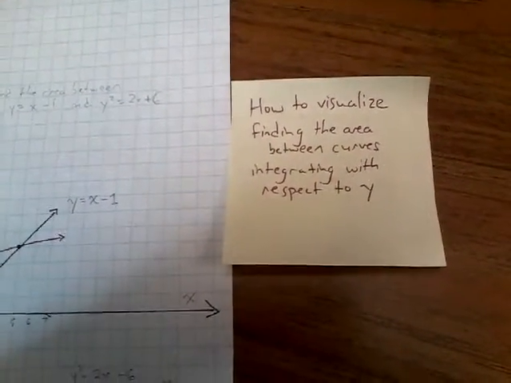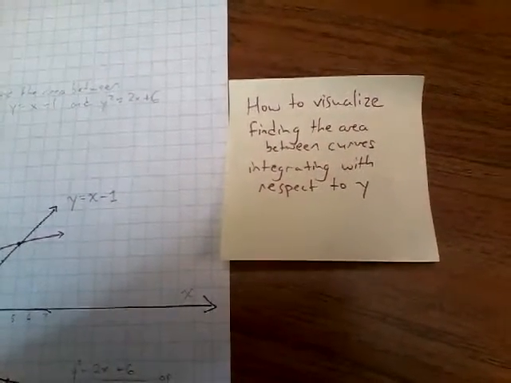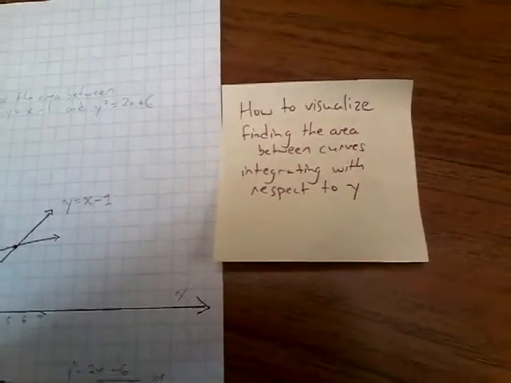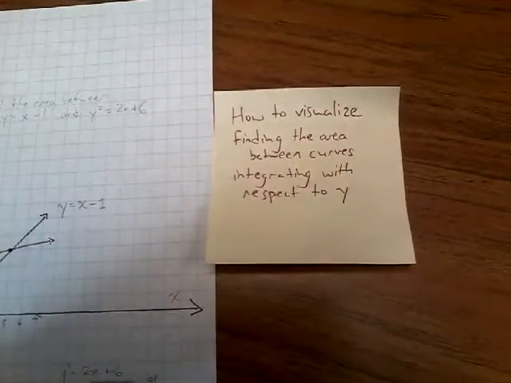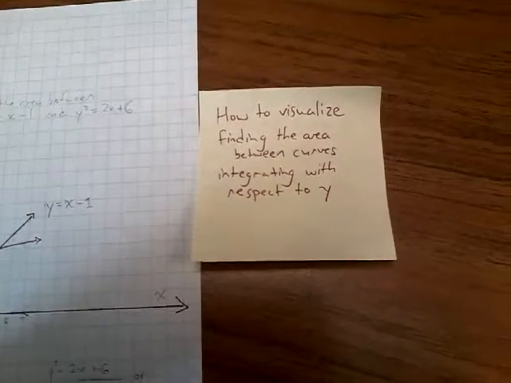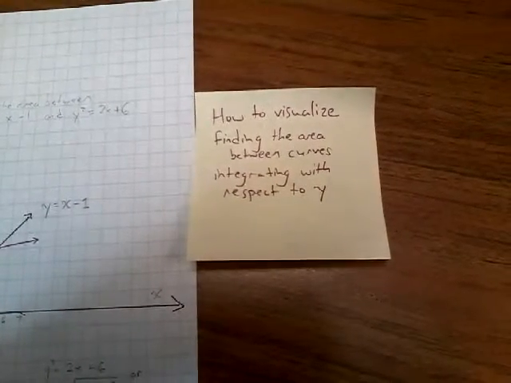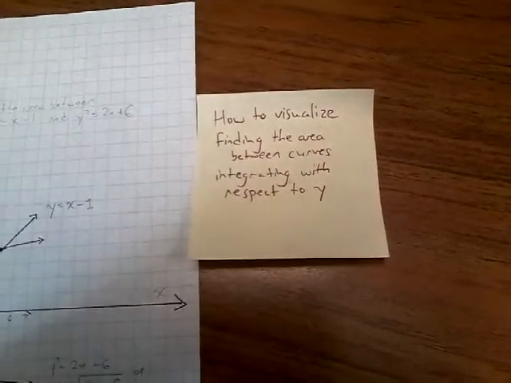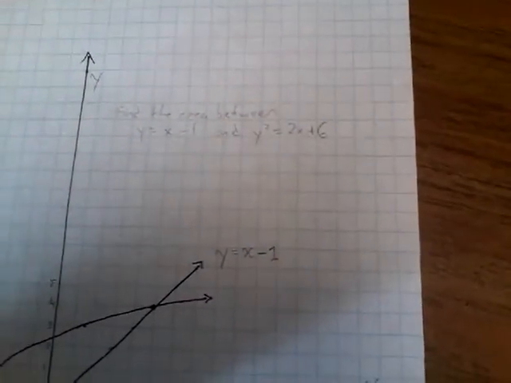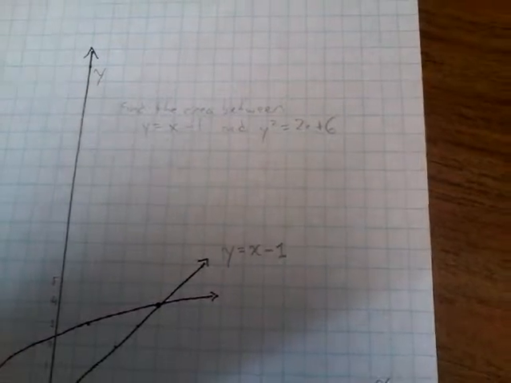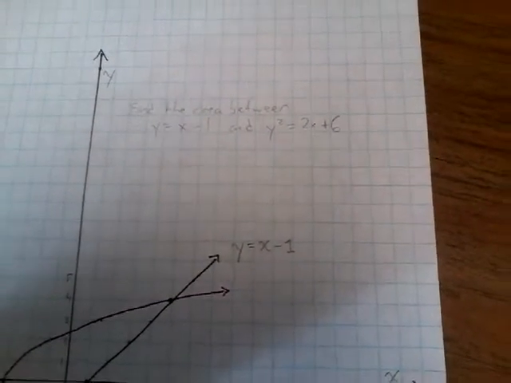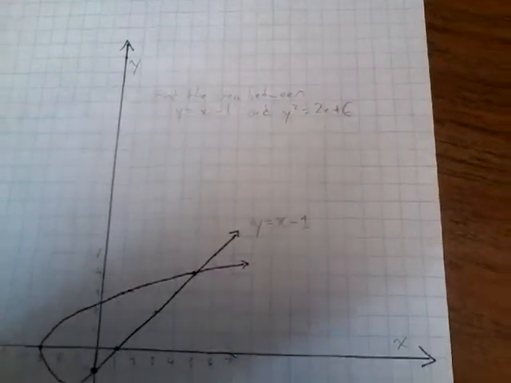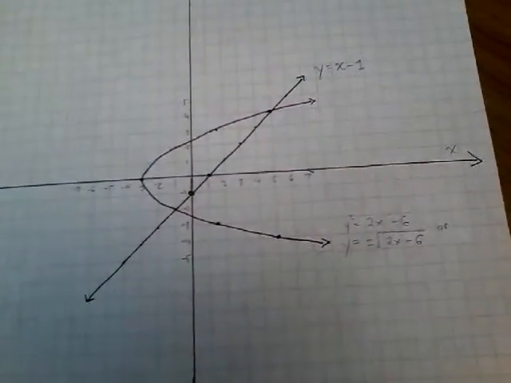In this video, I talk about how to visualize finding the area between curves by integrating with respect to y. To help us visualize this, I'd like to use a problem from James Stewart's Single Variable Calculus Early Transcendentals 6th edition. The problem is to find the area between y equals x minus 1 and the curve y squared equals 2x plus 6. I have graphed the two curves.